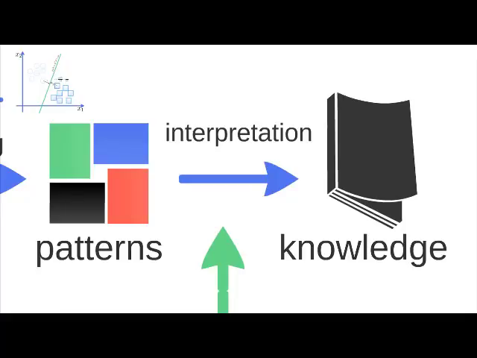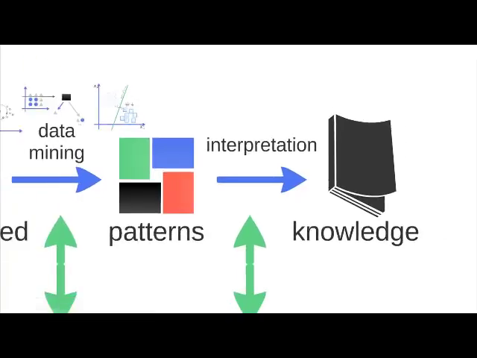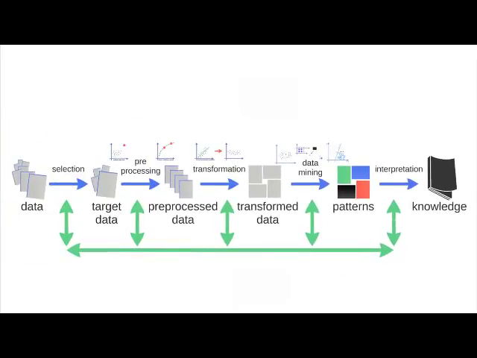So the user can look at the discovered patterns, try to see if there are some redundant or irrelevant patterns, and with this in mind, obtain knowledge from the data. It's important to say that we have all these green arrows, which means that we can return to any of the previous steps that we applied here in order to improve our notion of patterns and also our notion of knowledge. That's why we have such an interconnected procedure here.